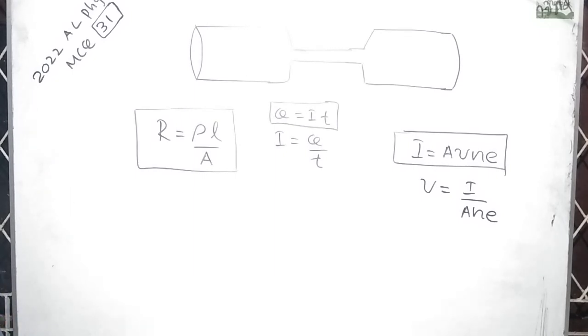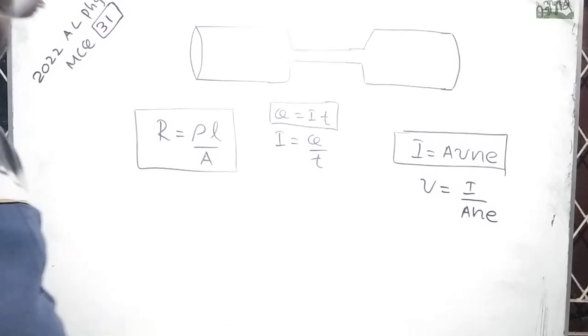Statement A. The current in the wire is same everywhere. Statement B. The power dissipation of the wire is higher in the thin section than that in thick section. Statement C. The drift velocity of electrons is higher in the thin section than that in thick section.